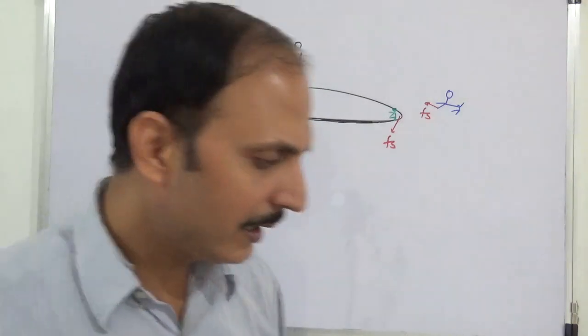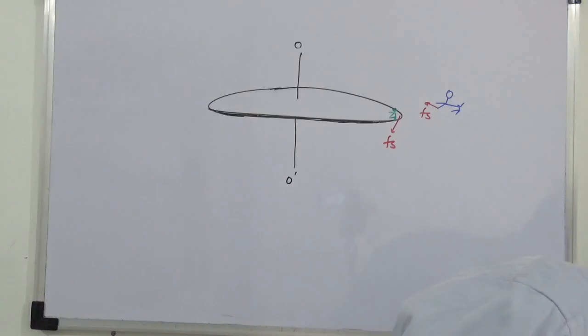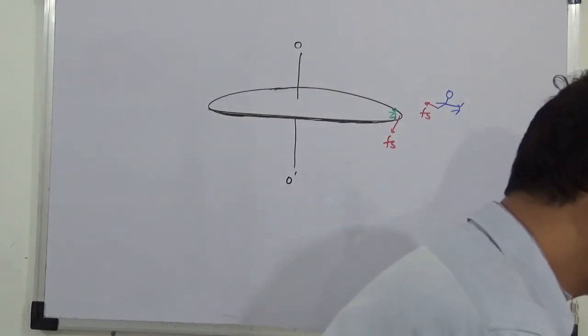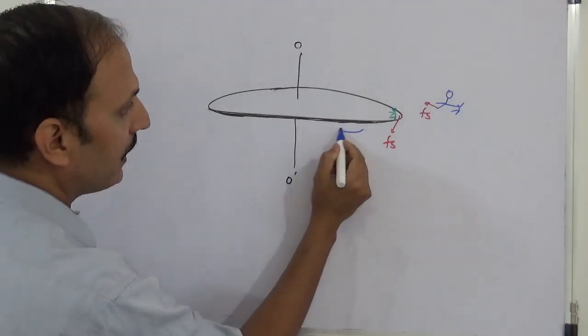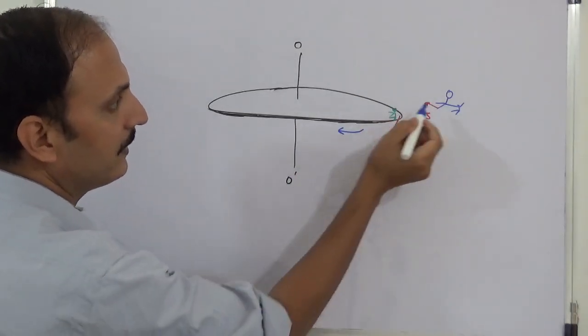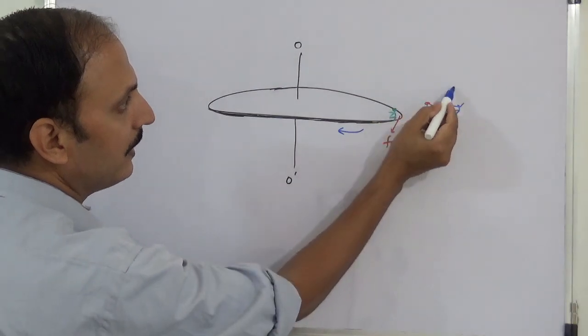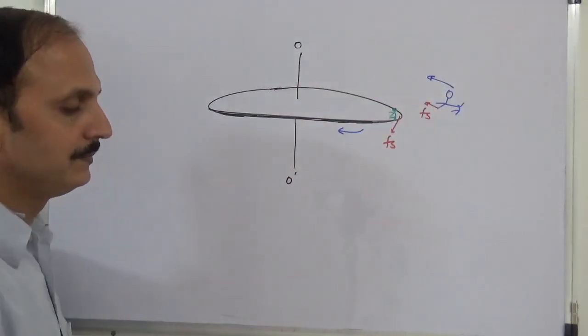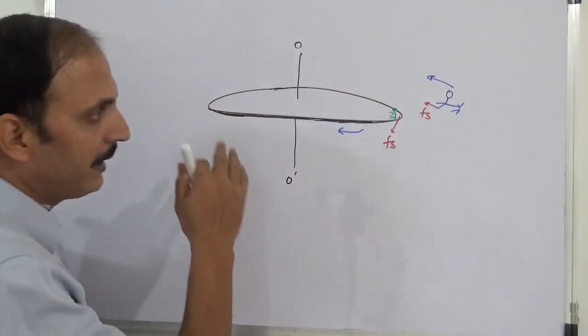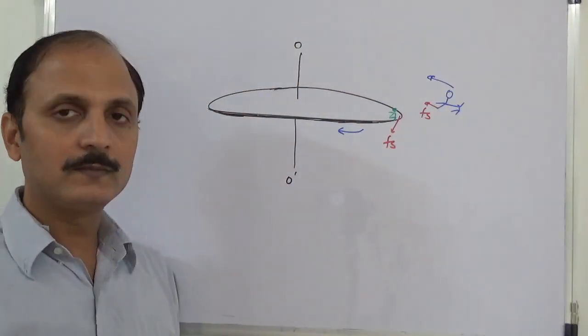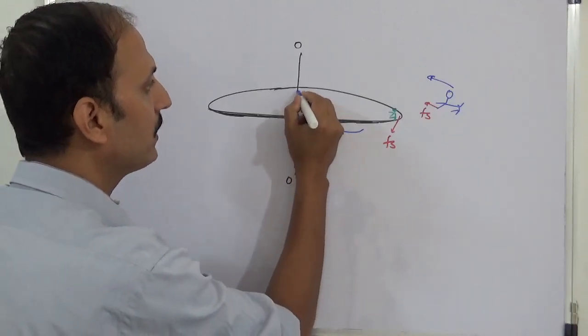Are you getting this? If you solve it by force diagram, this disk is going to rotate like this and this insect will move like this. Okay. So now if I take both in my system, there will be a hinge force again.